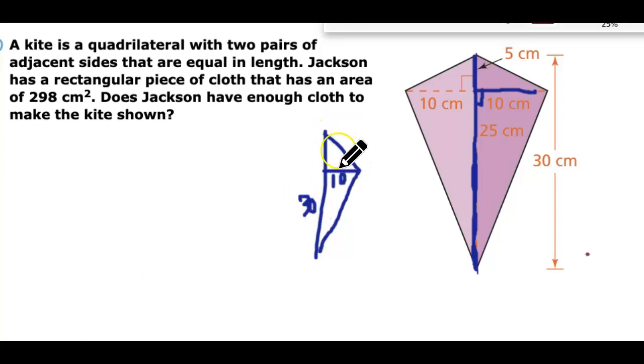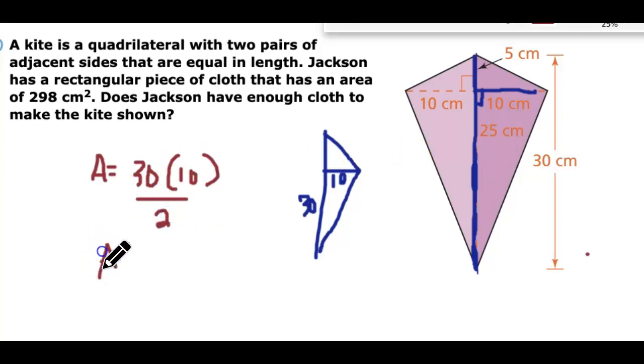Since that is still a triangle, the area will be base, which is 30, that's from 5 and 25, that becomes 30, times 10, and since it's a triangle, we divide it by 2. So 30 times 10 is 300, divided by 2, that gives us 150.